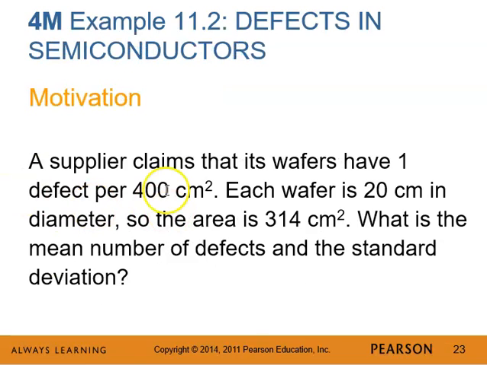And let's have an example here. This example is in the book. Please read the example, but it's really quick. A supplier claims that its wafers have a defect per 400 square centimeters, and each wafer is 20 centimeters in diameter, and so the area is 314 square centimeters. What is the mean number of defects and the standard deviation?